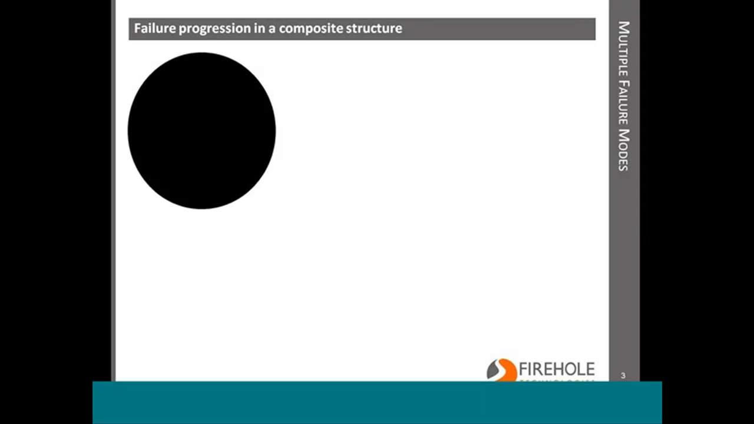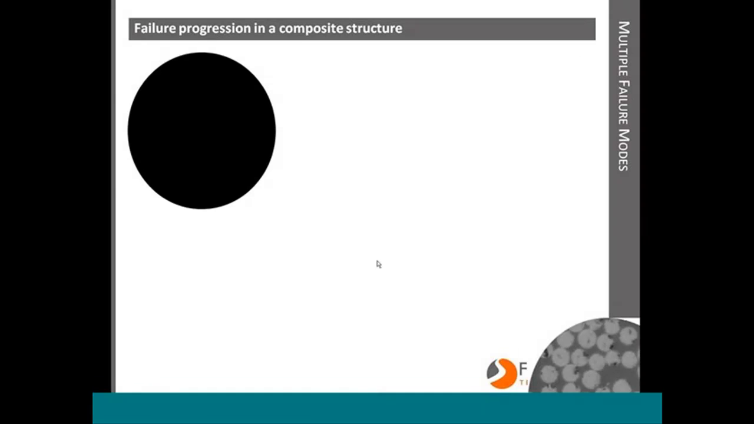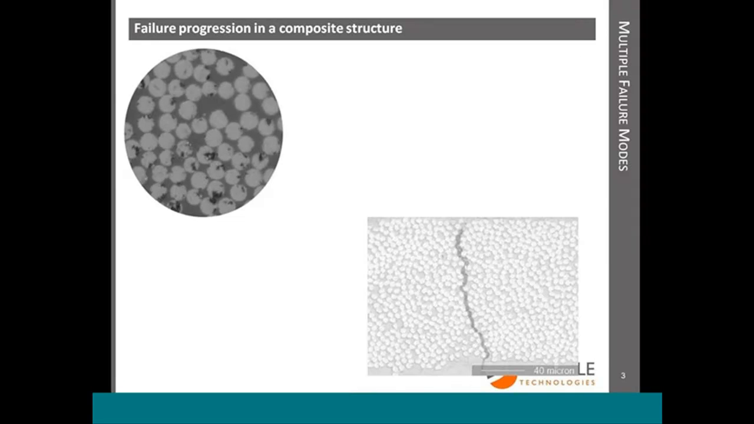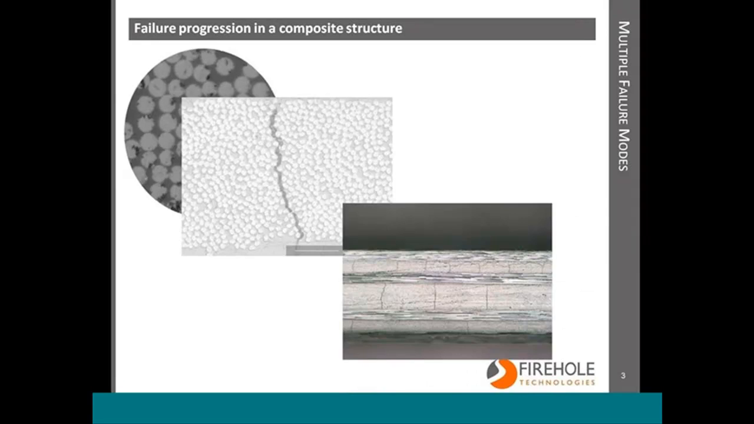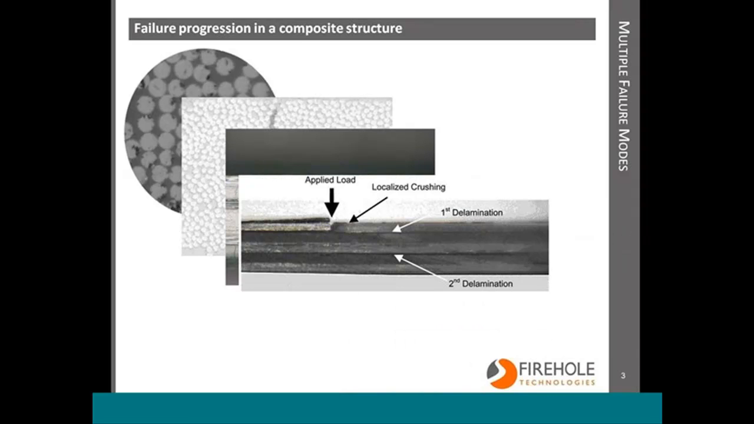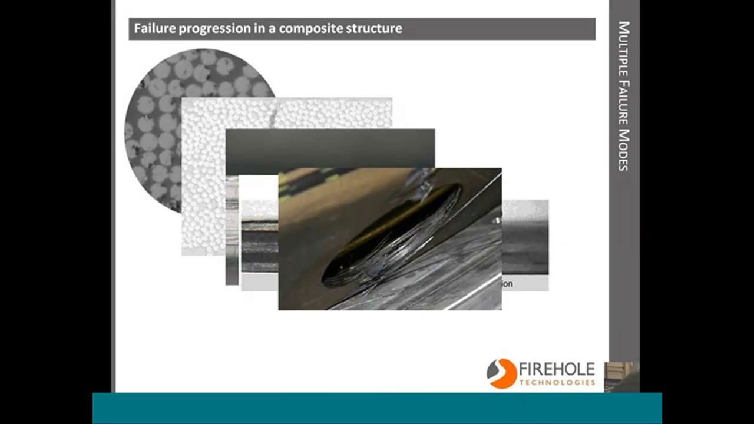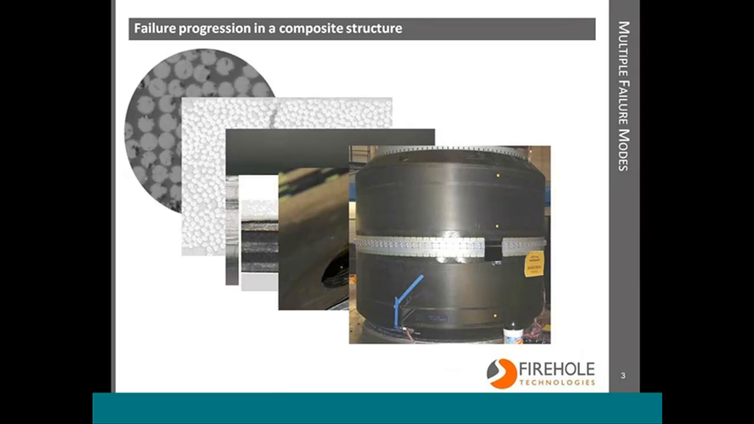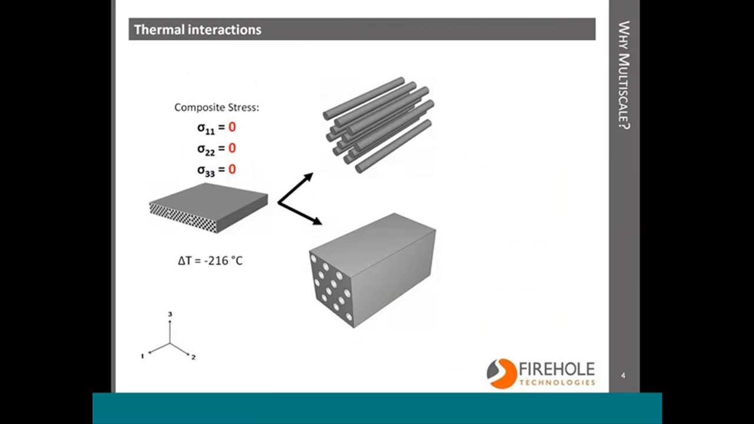Here's a typical failure progression. You'd load your composite, and then a single microcrack would form. Continued loading, and more microcrack. This could be followed by fiber crushing. To predict a progression like this, you need to know what's happening at the micro scale.